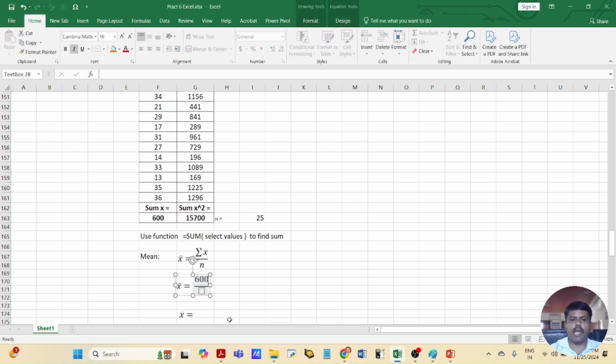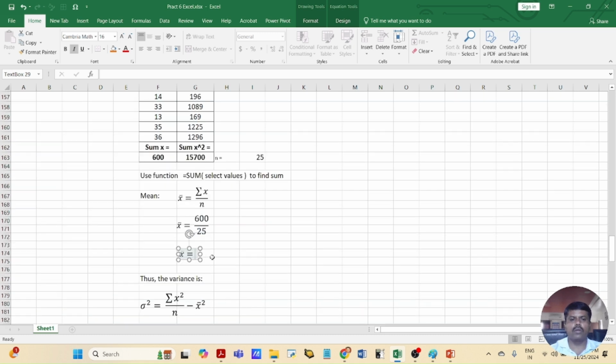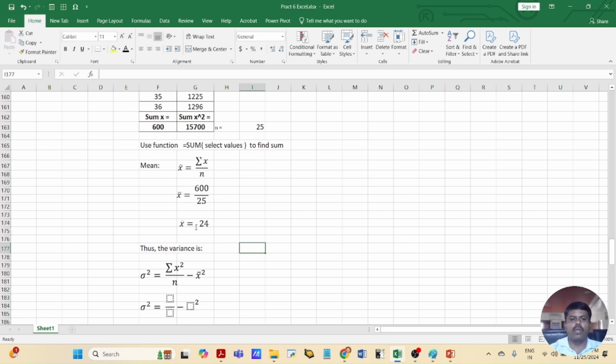Sum of x is 600 divided by 25, which gives 24. So the arithmetic mean or x bar is 24. Now we can use this x bar to find the variance.